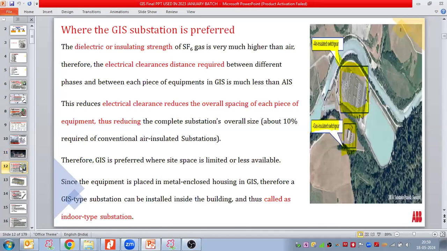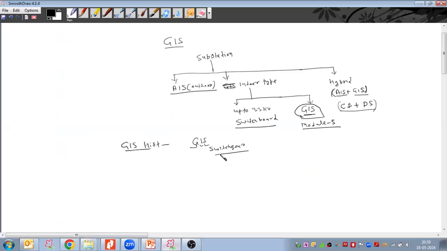So let us discuss where the GIS type substation is preferred or required, and where we prefer the AIS type substations. So what we discussed so far: what is meant by GIS, what is the meaning of GIS, we discussed it. And then we discussed a brief comparison between AIS and GIS.